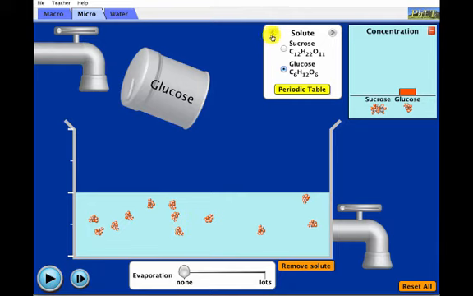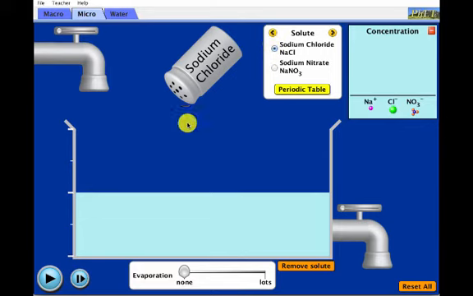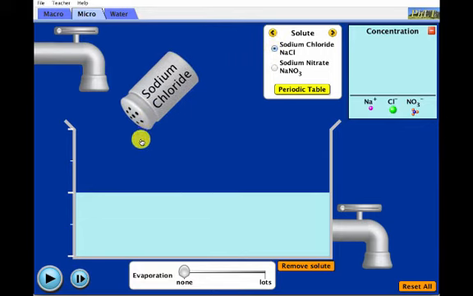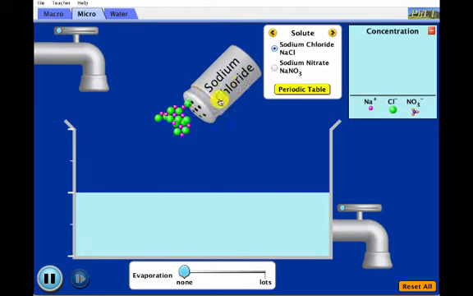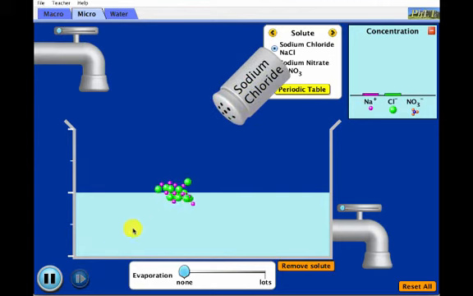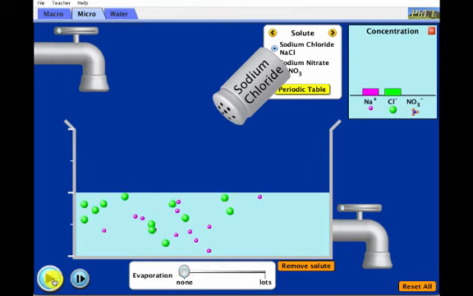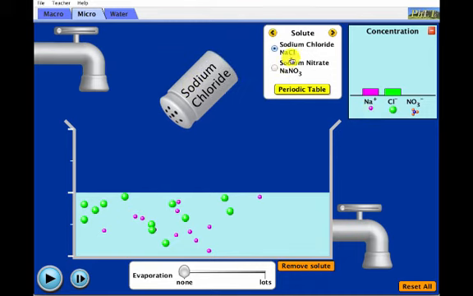Now if I change this, and I go to sodium chloride, something different happens when I shake sodium chloride. If I put sodium chloride into solution, what happens is these particles break up into multiple ions. So this is dissociation. The difference here is that I have chloride ions, which are negative, the green ones, and I have sodium ions, which are positive. So that sodium chloride actually breaks up into ions.